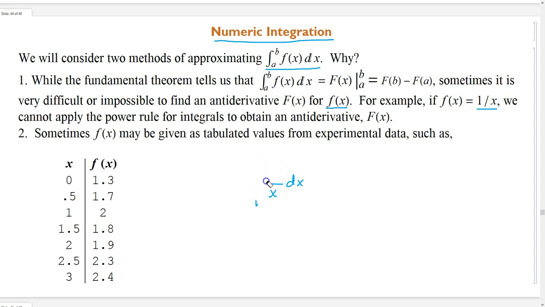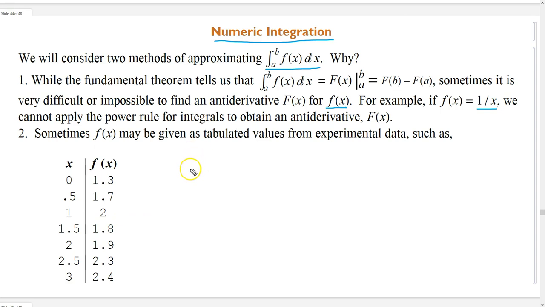Another reason why we may want to approximate a definite integral is because our function may actually be given to us as a tabulated set of values like we have here. For example, this table of function values may have been obtained from some type of experiment. X might represent time, and f of x might represent something that is changing as a function of time. And so you see we have a table of values here for our function f.